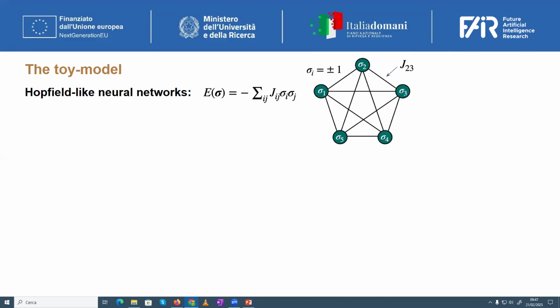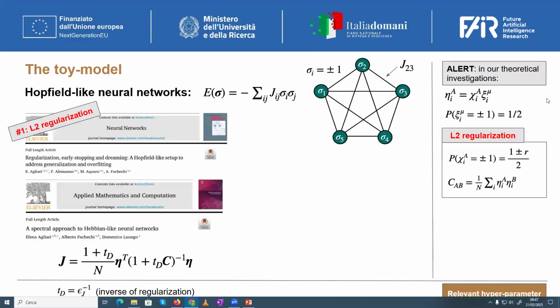But what's interesting for our purposes is that the machine learning regularization scheme is associated with this choice of the coupling matrix. You can see that this coupling matrix is directly built from the training examples. And you have a parameter TD, which is strictly related to the regularization parameters in a machine learning approach. As you can see, the training examples are realized as random variables starting from the hidden features. This is contained in these two papers here.